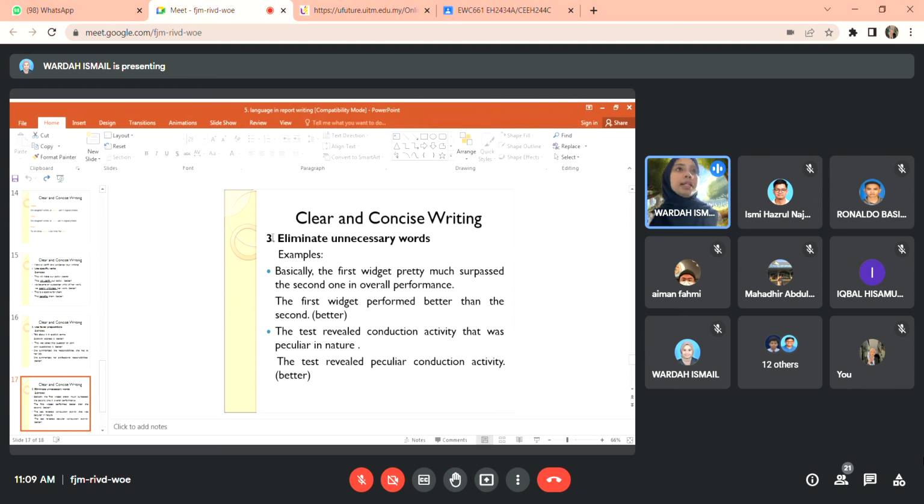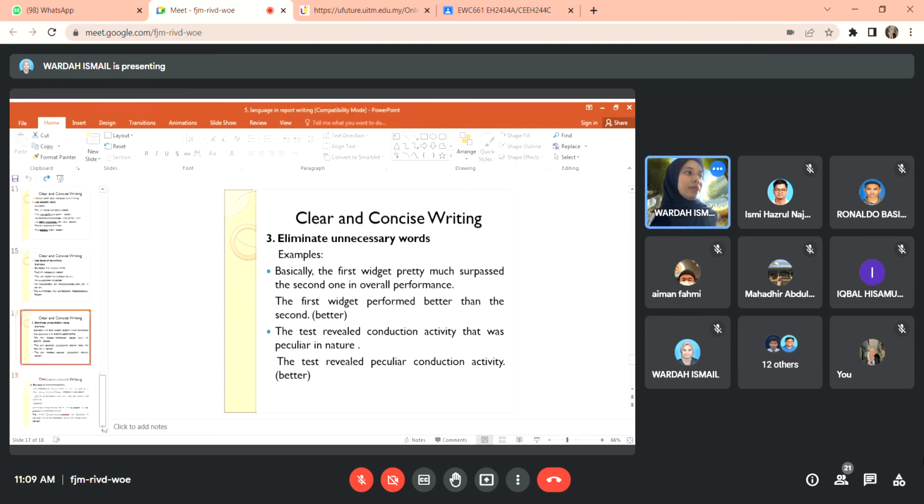Next one, eliminate unnecessary words. So this is what is meant by clear and concise writing. Straightforward, simple. Maksudnya make sure bila you tulis yang straightforward je, yang perlu je. You don't have to tulis panjang-panjang. For example, basically the first widget pretty much surpassed the second one in overall performance. You can just write the first widget performed better than the second. Itu je. Instead of nak tulis panjang-panjang macam tu. Okay.